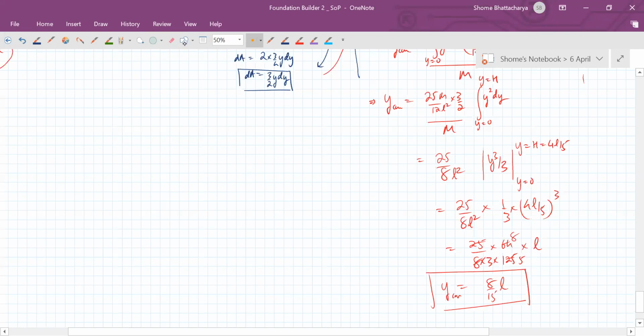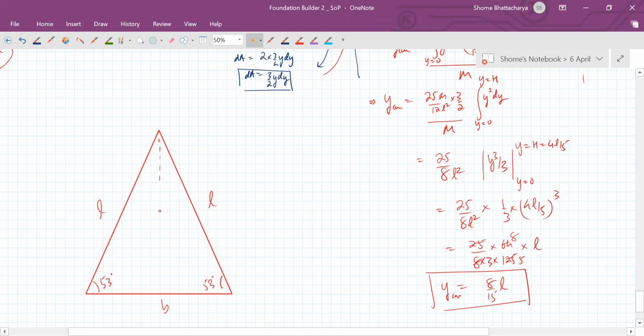And interpretation wise, what this means now is that for this particular type of triangle, where these two angles were 53 degrees, my center of mass should lie on the angular bisector or the symmetry line from this vertex O to the center of mass, such that this distance OC should be equal to 8L by 15.